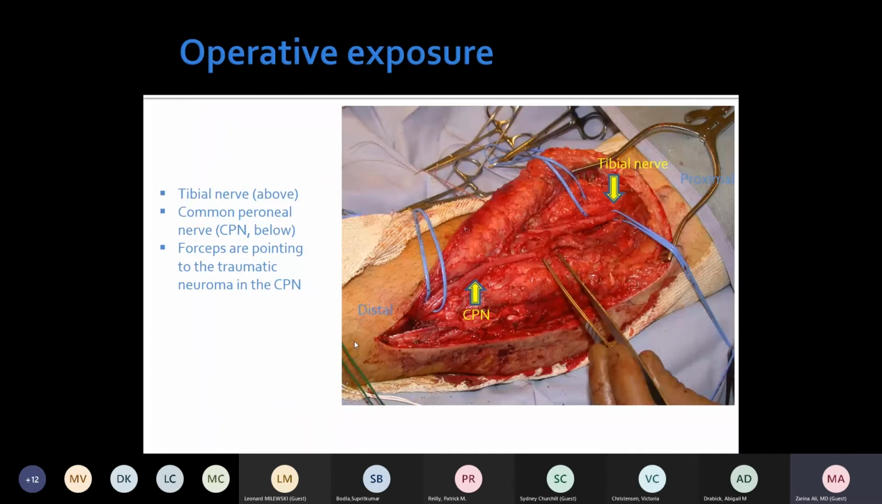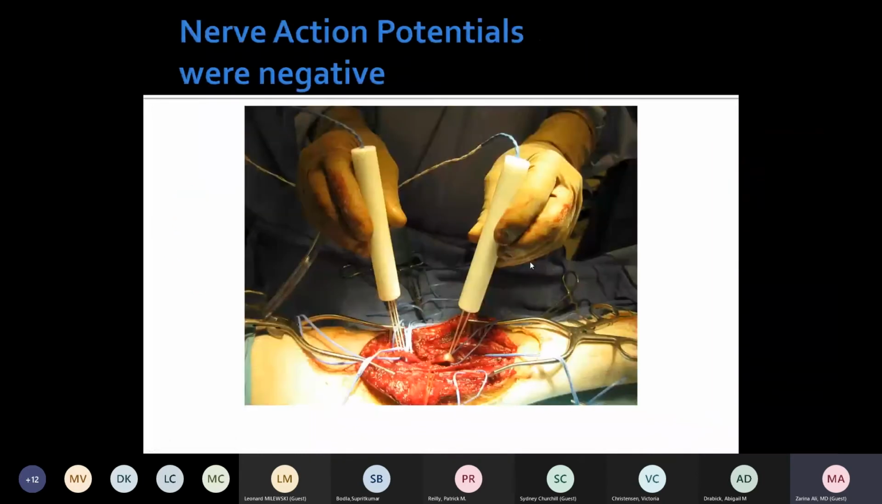So you can see here his tibial nerve is up here, and then we're following the common peroneal nerve, which is the nerve that's important for dorsiflexion. And he has a large segment neuroma within the common peroneal nerve, which is limiting axonal regeneration. And so we're able to isolate that.